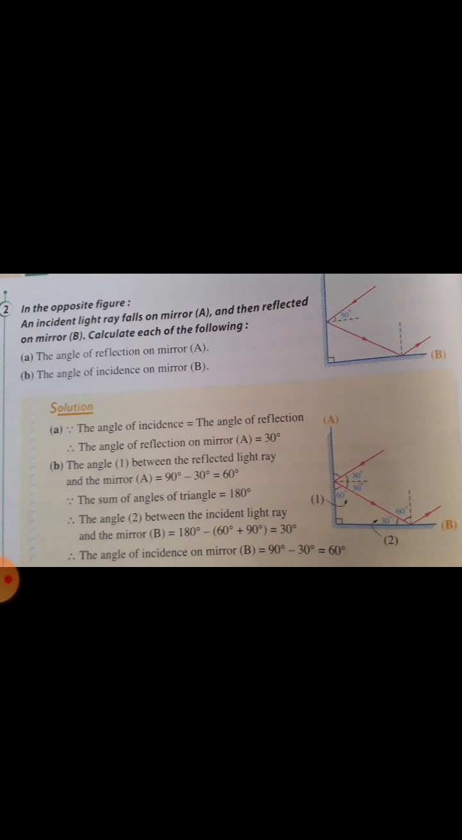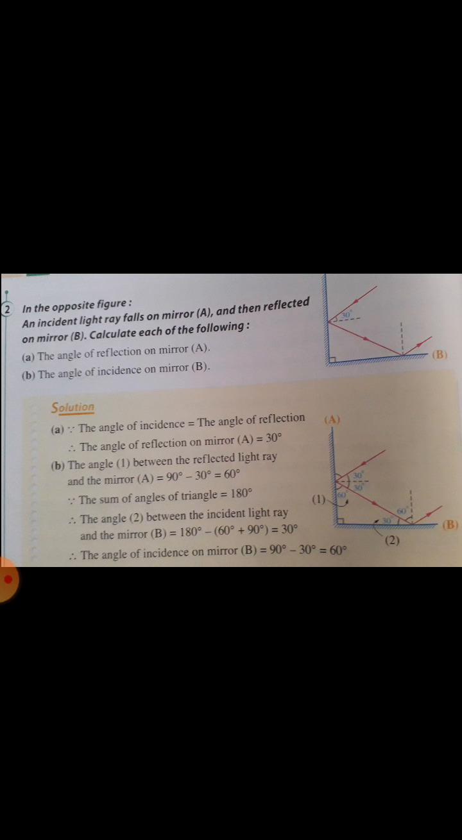Then problem number 2, here you have to trace the light ray. It falls on mirror A with an angle of incidence equal to 30 from the figure, so it reflects with a 30 degree angle to fall on what? Mirror B. Then it reflects once again.